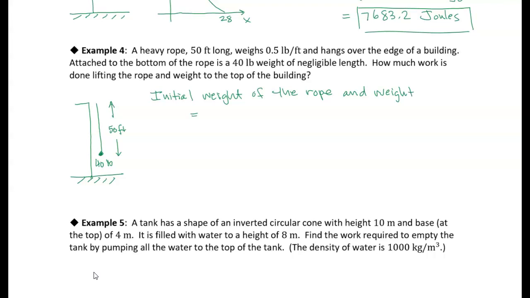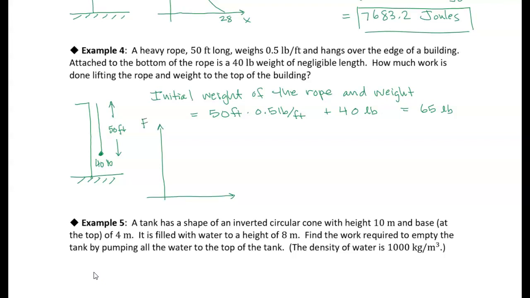So we have 50 feet of rope, and we're told that the density of the rope is 1/2 pound per foot. And then we're going to add the 40-pound weight, 40 pounds. All right. If we add that all together, we get 65 pounds. All right. And so what's going to happen? Let's take a look at this variable force.